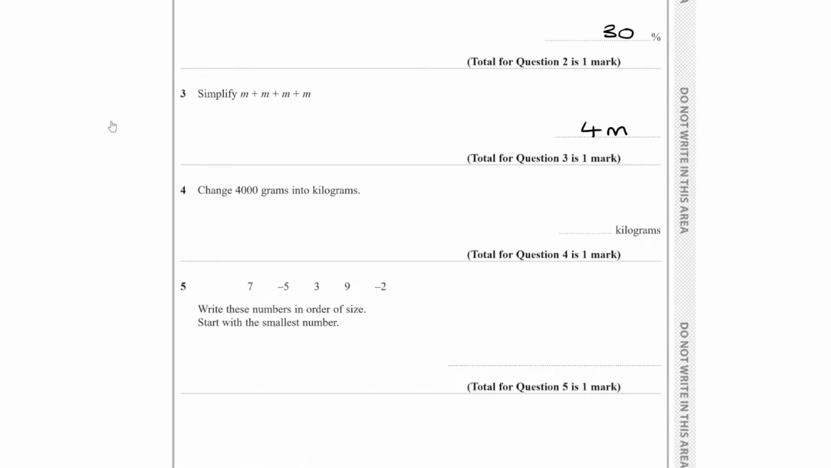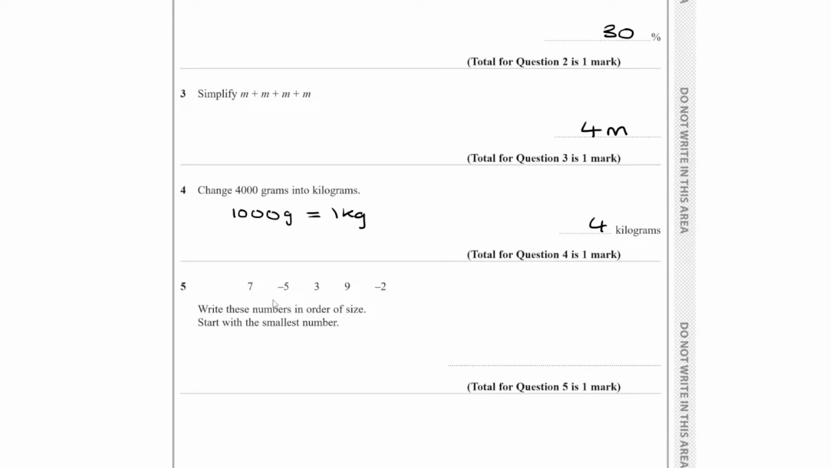Scroll down a bit. So change 4,000 grams into kilos. So you do need to know this conversion. This is one of the few conversions you do need to know. The way that I remember is, if anything begins with K, like kilograms, kilometers, that kind of thing, K normally represents 1,000. So what we're saying here is that there are 1,000 grams in 1 kilo. So, well, how many is 4,000 grams? That's just 4 times the amount, isn't it? So that would be 4 kilos.